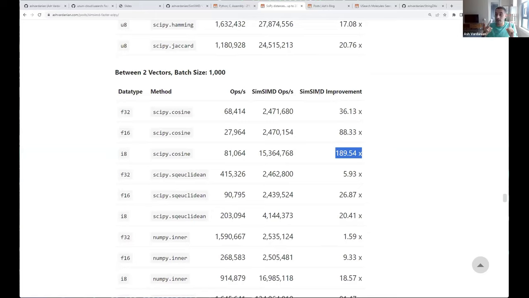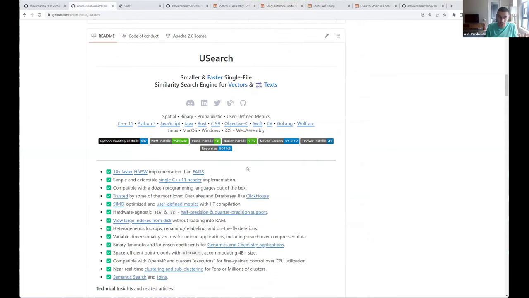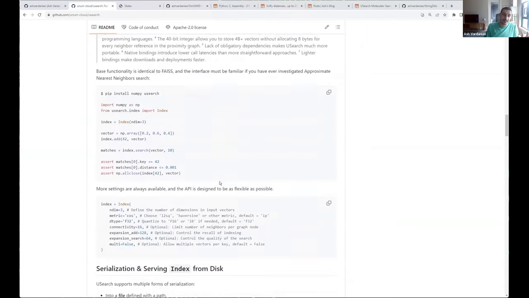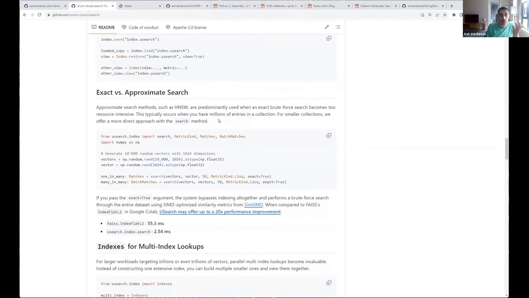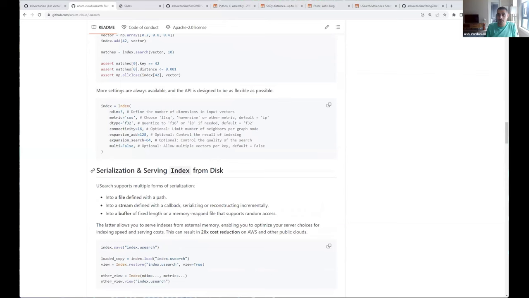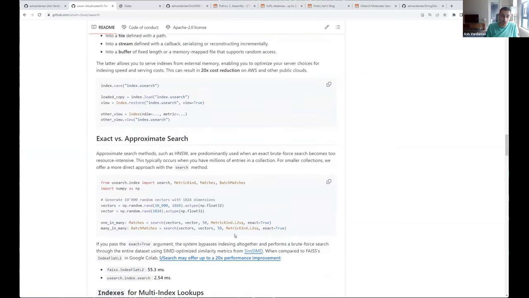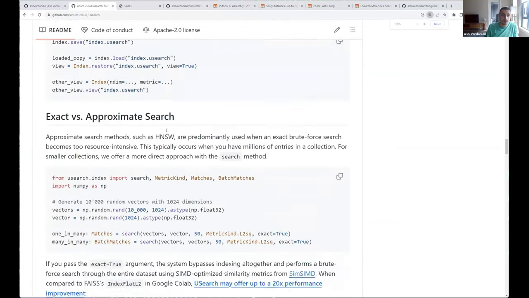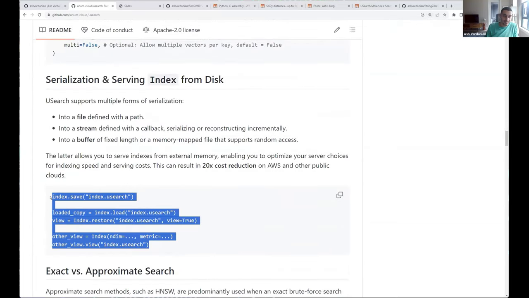If you can compare the similarity between two vectors this much faster, you can later combine them into a vector search library that builds up the index using those very efficient similarity measures. And in our case, we've also made sure that it's also feature rich. So it supports exact distance and exact search functionality, obviously, like most other engines. It supports viewing indexes from disk.